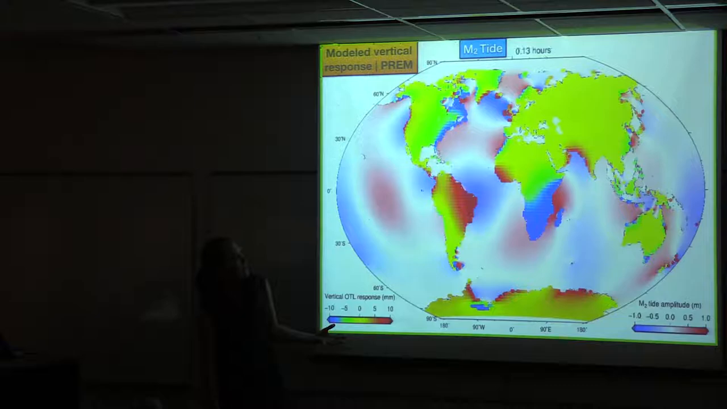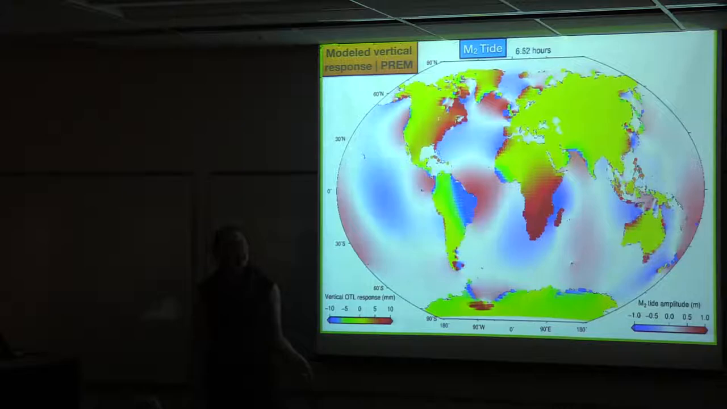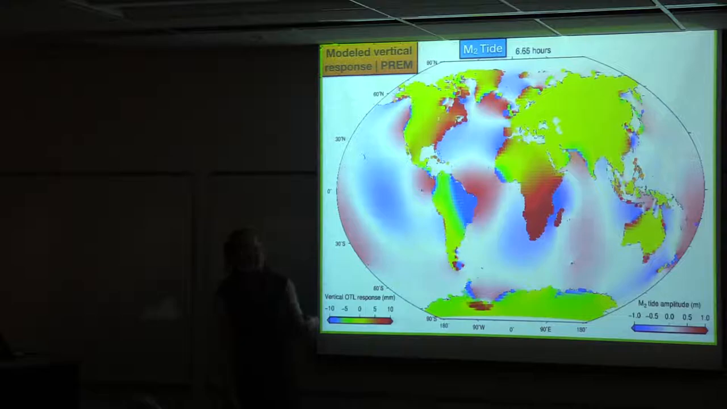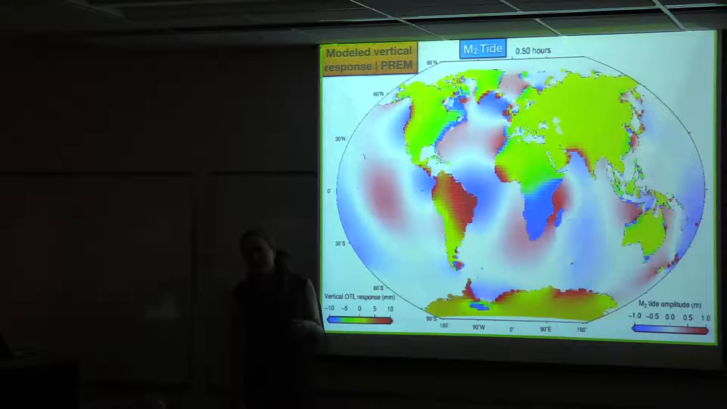In Russia, for instance, you don't really observe any displacement from the M2 tide. But different tides like O1 and M, the fortnightly tide MF, have different spatial characteristics as well. So from different tides, you may get more response in North America than you would in Africa, for instance. I don't know if that fully answered your question, but.